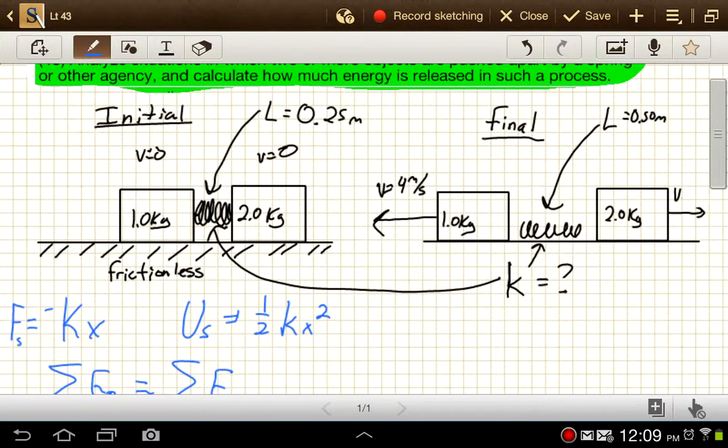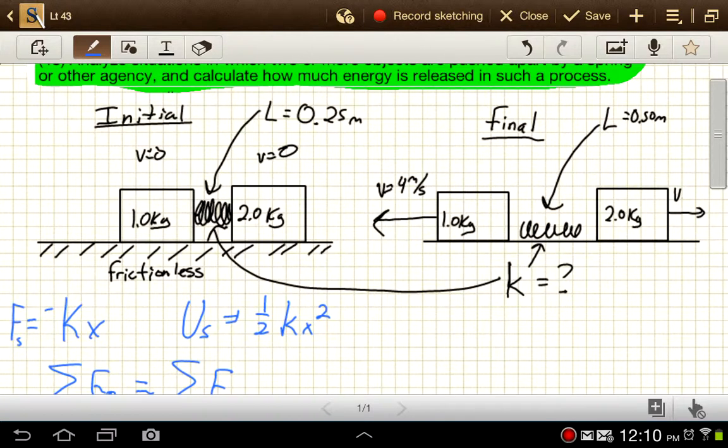Now, for this object, we can figure out pretty easily the kinetic energy. We just do 1/2 times the mass times the velocity squared. But for this one, we don't have a velocity. So we need to work backward a little bit further. We need some way to figure out velocity at this moment.